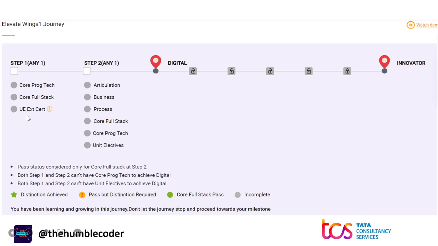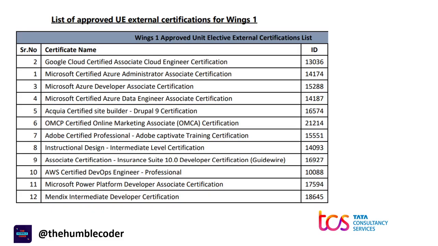Now the next thing is UE external certification. So these 2 are there. You might have got the understanding of these 2, core programming track and core full stack track. Apart from this, you have something called UE external certification. In this there are some certifications that are approved by the TD teams. Now these are all the course IDs that you can do.